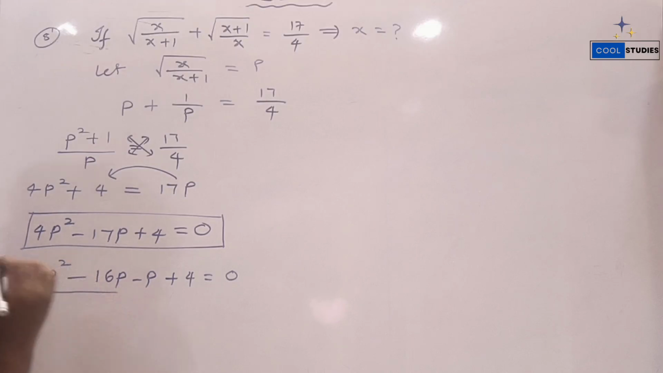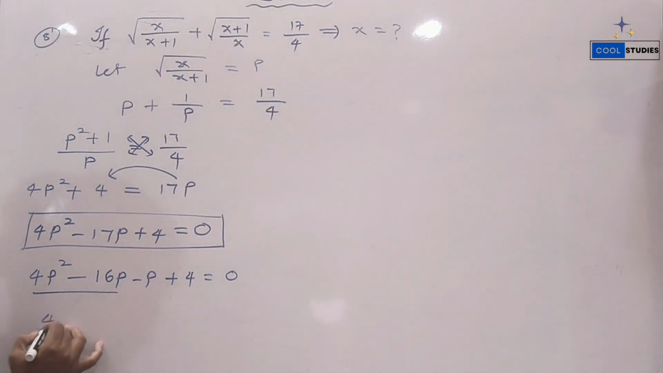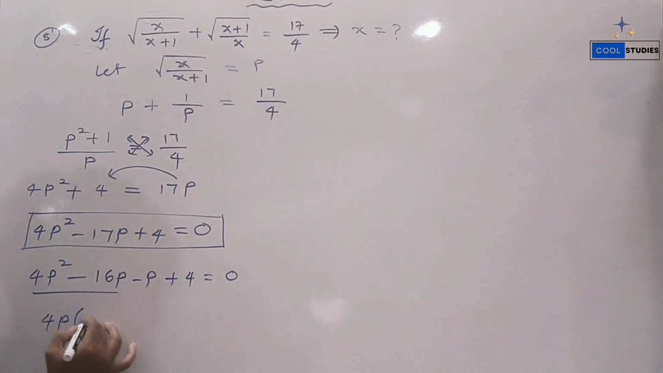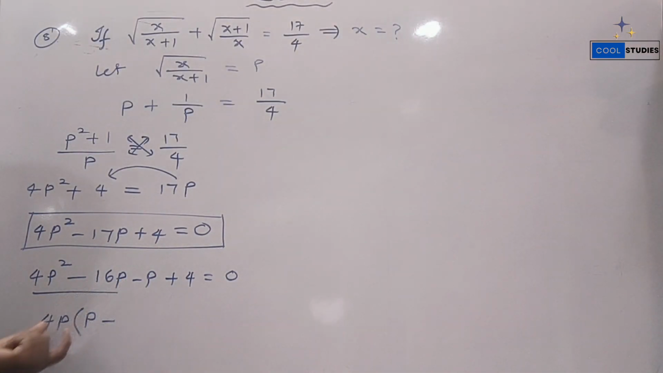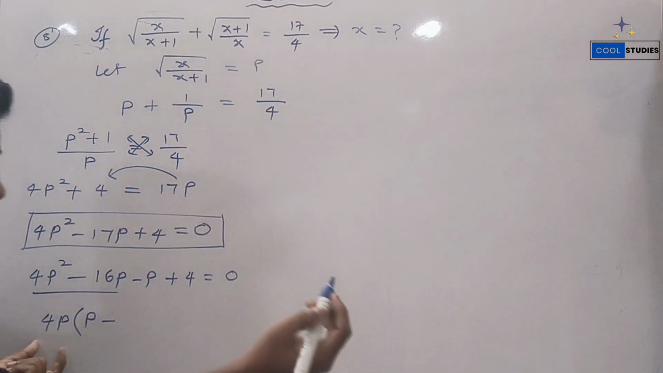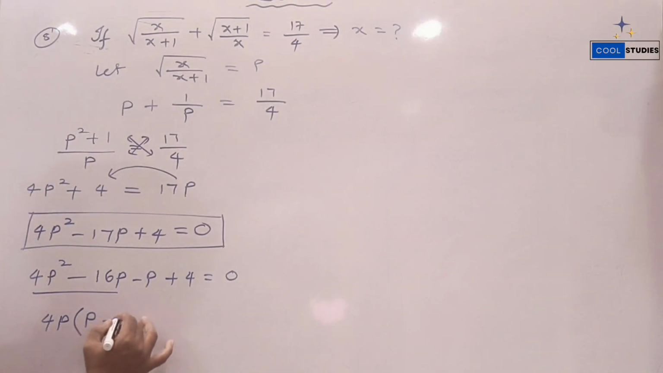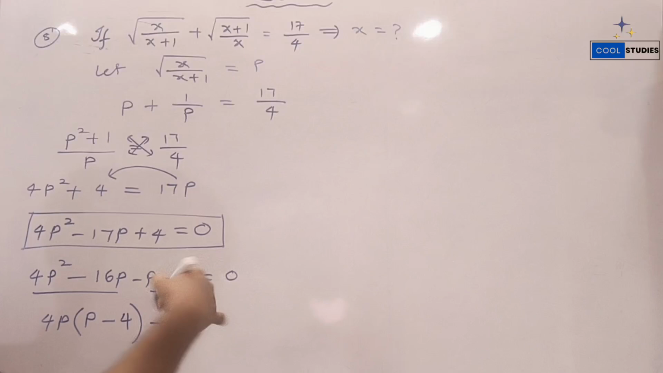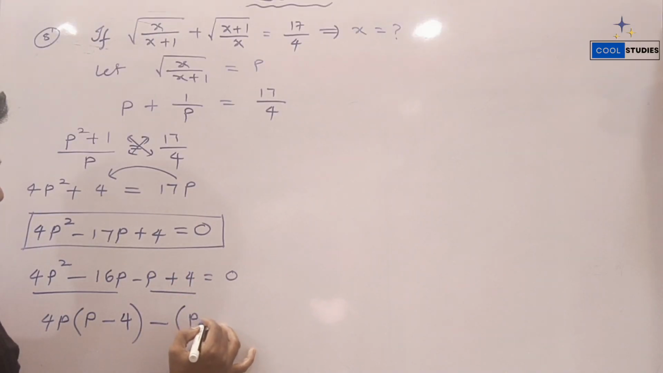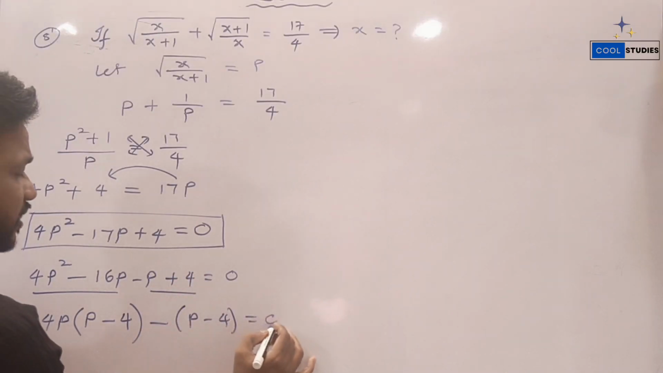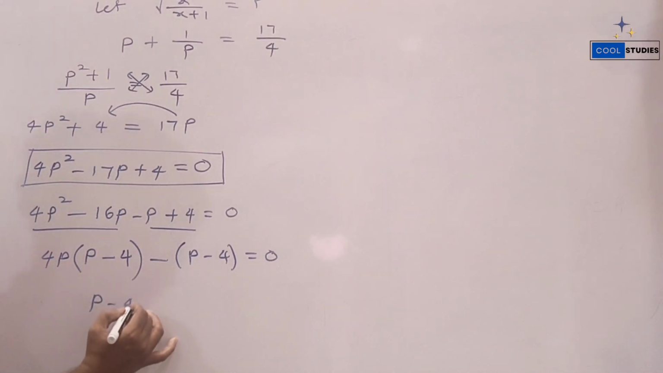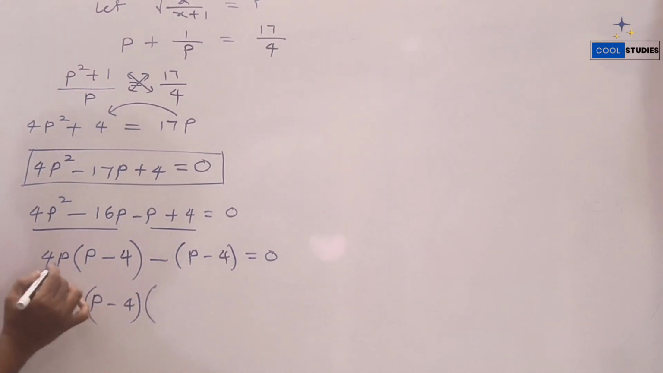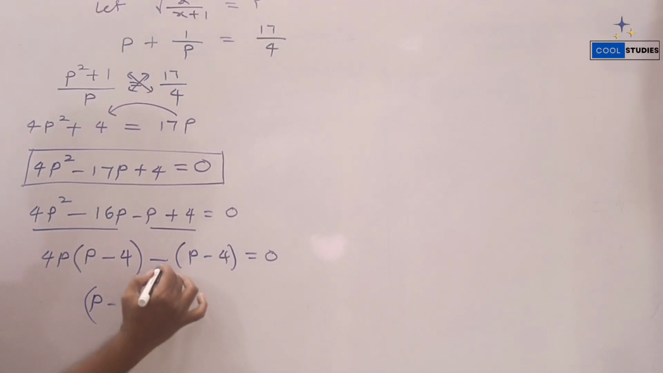In these two terms, take common 4p. So what remains here? P, and here we are taking 4p common only. When we get 16 in the 4 table, 4 times, right? Let us write 4. In these two terms, let us take a minus common. So minus of p minus 4 is equal to 0. Now in these two terms, we can take common p minus 4 into 4p. The symbol is minus.